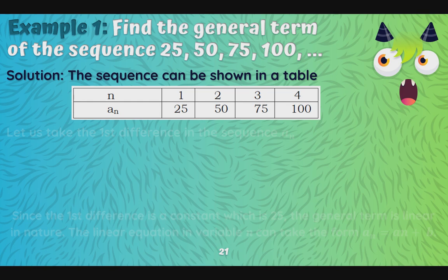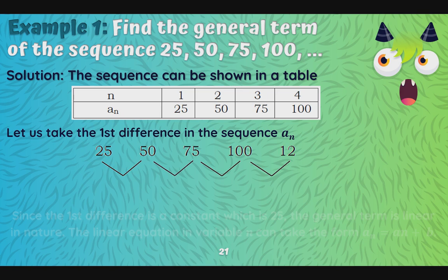Now, let us take the first difference of the sequence. So, ang ginawa lang dito, kinuha yung difference. Paano po iyon? So, 50 minus 25 is 25. Next, third term minus the second term, 25. Fourth term minus the third term is 25.